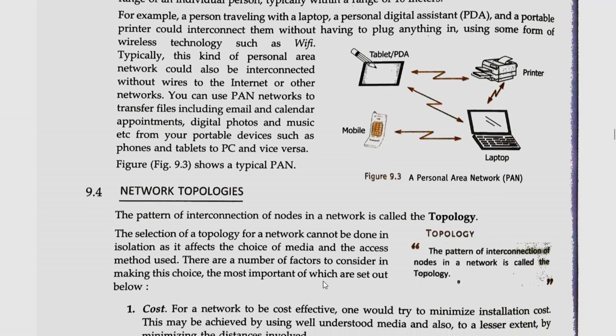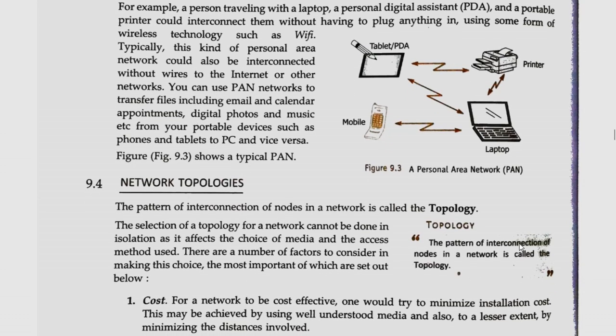What are network topologies? Topology basically means the pattern of interconnection of the nodes in a network. How these nodes are connected, and the pattern of connection of these nodes, is the topology. Here it is also mentioned that the pattern of interconnection of nodes in a network is called the topology. So what is topology? It is a pattern. Just try to remember this: whenever the word topology comes to mind, it refers to a pattern. Which type of pattern? The interconnection of nodes, that is, in which way these nodes are connected.